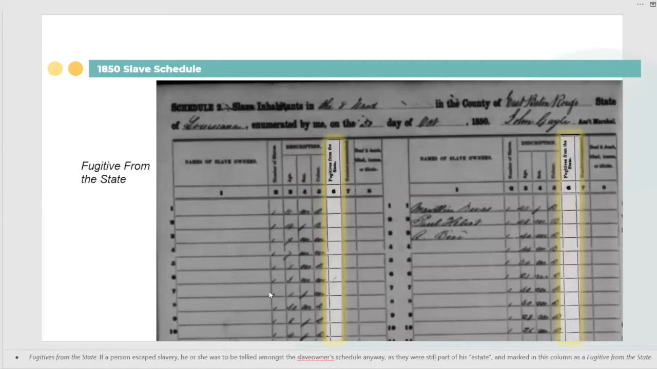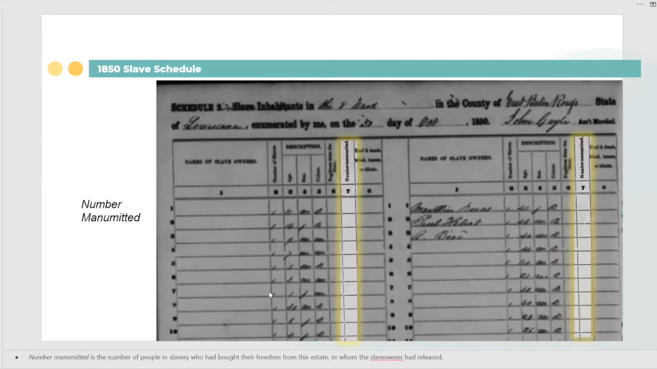We talked briefly about fugitives from the state. If a person escaped slavery, he or she was to be tallied among the slave owner's schedule anyway, as they were still considered to be part of his estate and marked in this column as a fugitive from the state. And then the number manumitted is the number of people in slavery who had either bought their freedom from this estate or whom the enslaver had freed for whatever reason. So again, that's still counted as part of the tally, even if that person was no longer enslaved on the property.